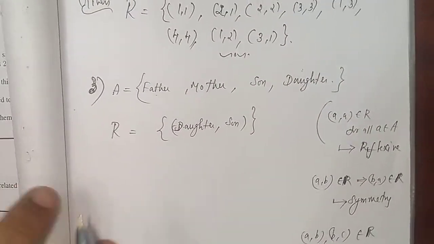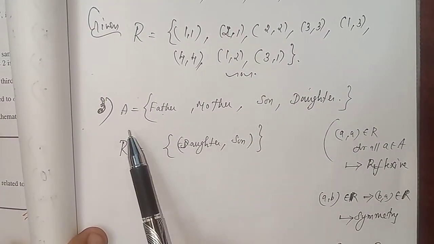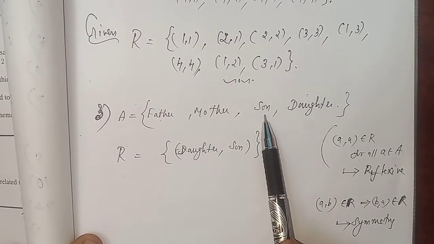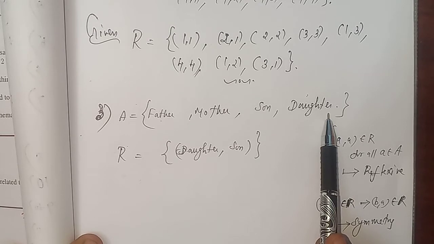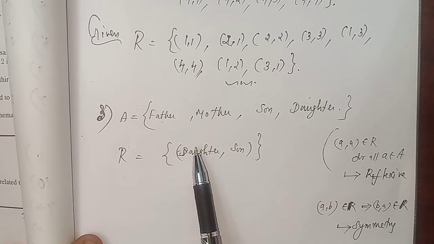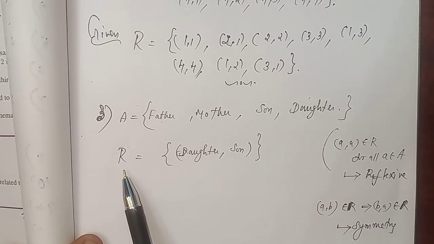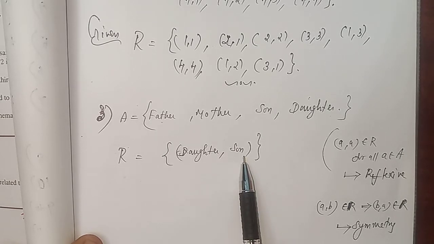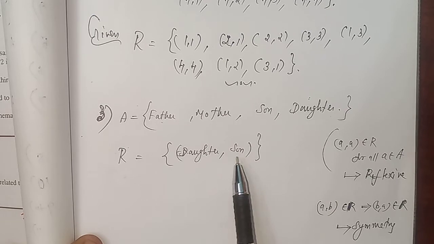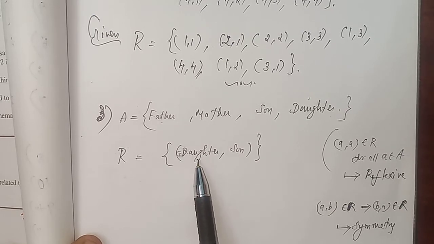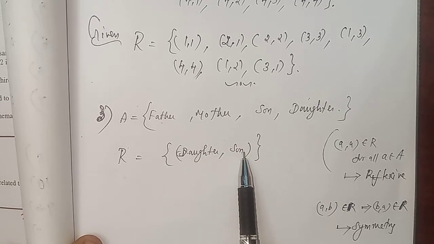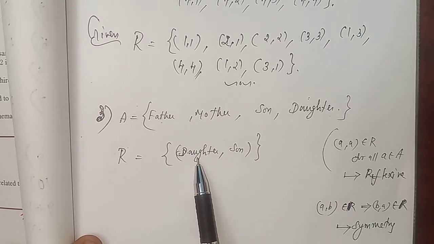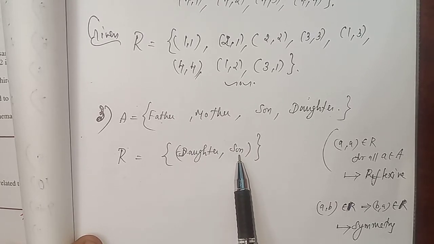Okay, listen. I take the set A as father, mother, son, daughter, 4 members of a family. According to that relation, I consider (daughter, son). I have taken daughter comma son. Daughter is a sister of son for the mother and father, correct? Daughter is a sister of son.